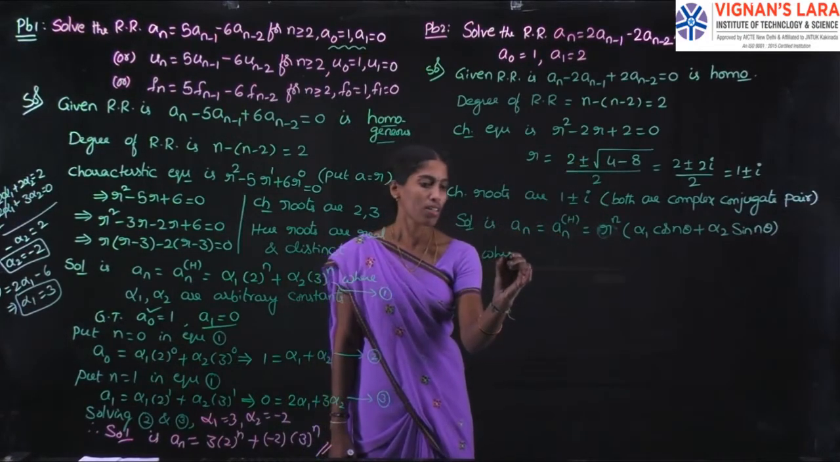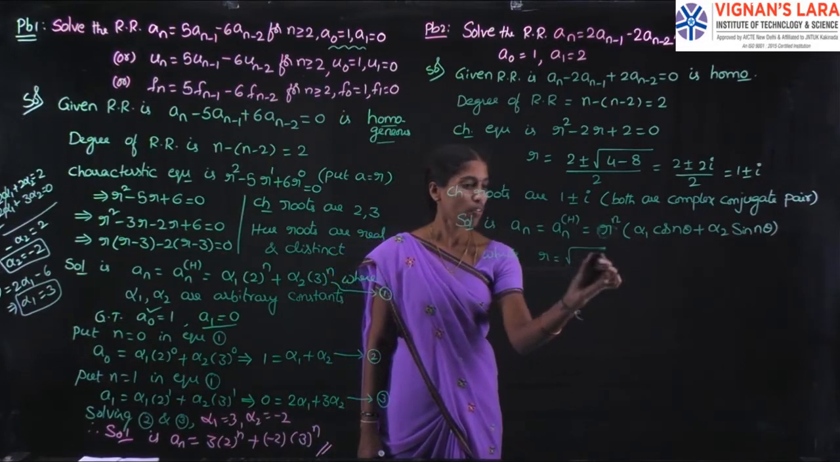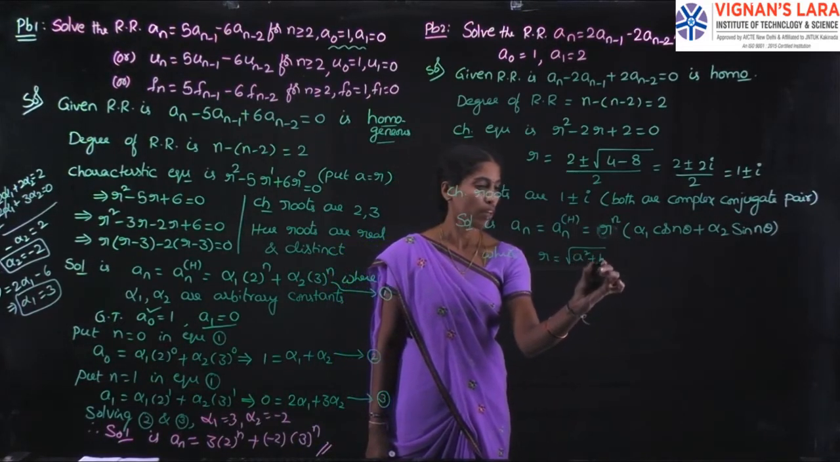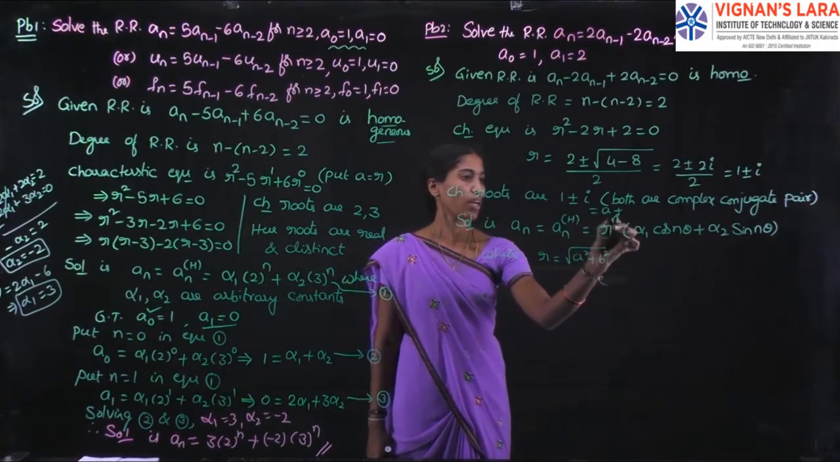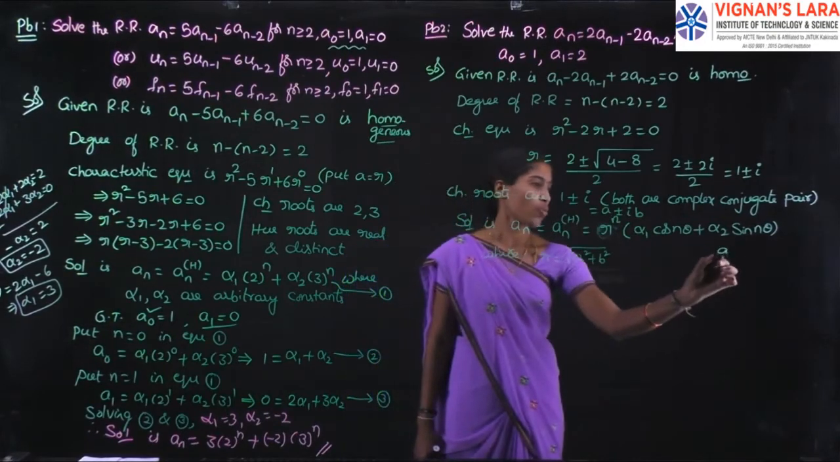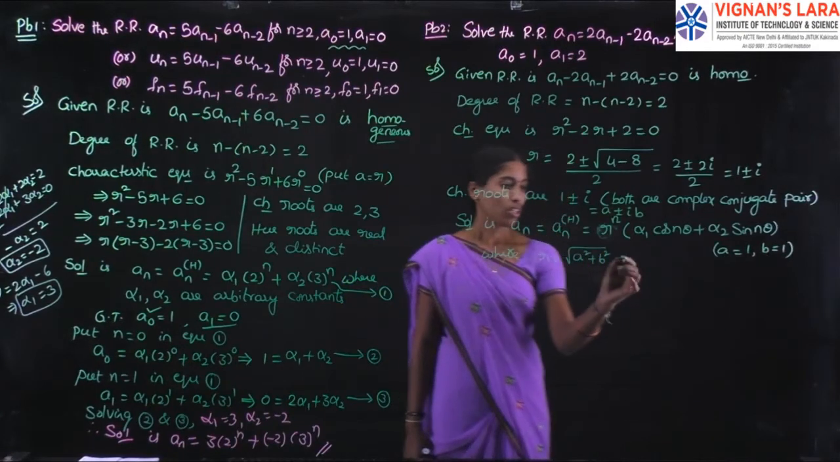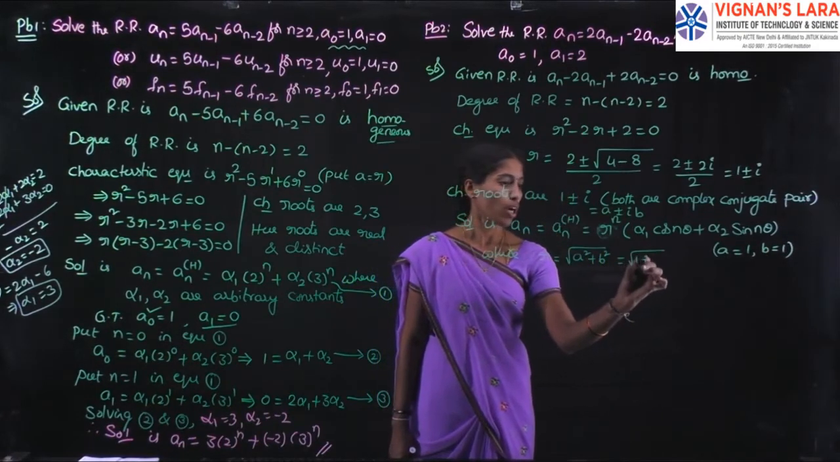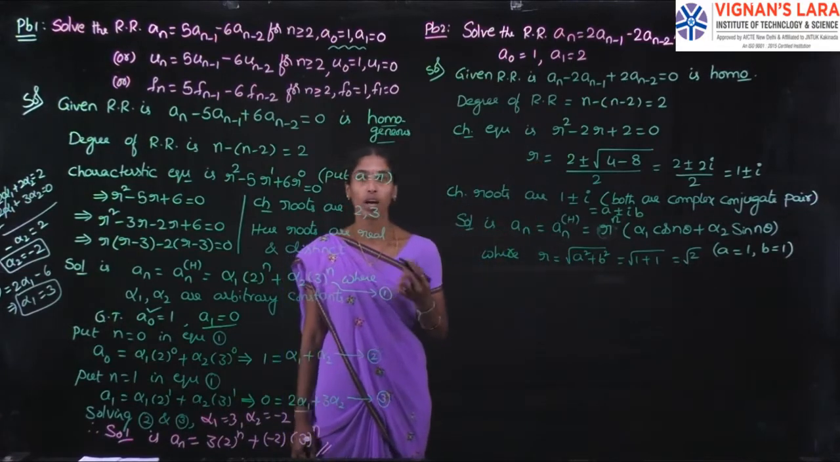Where r is equal to square root of a square plus b square. Here it is in the form of a plus or minus ib. So what is the a value? A value is 1. B value is also 1. So square root of 1 plus 1 is equal to root 2. Like that we need to find out the r value.